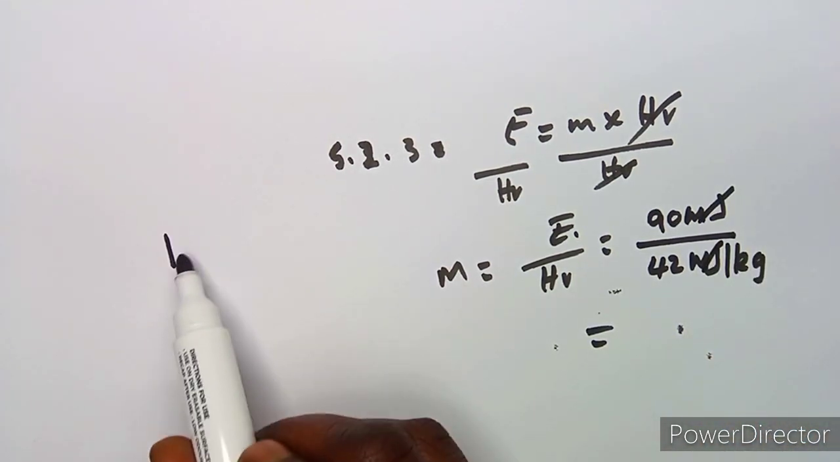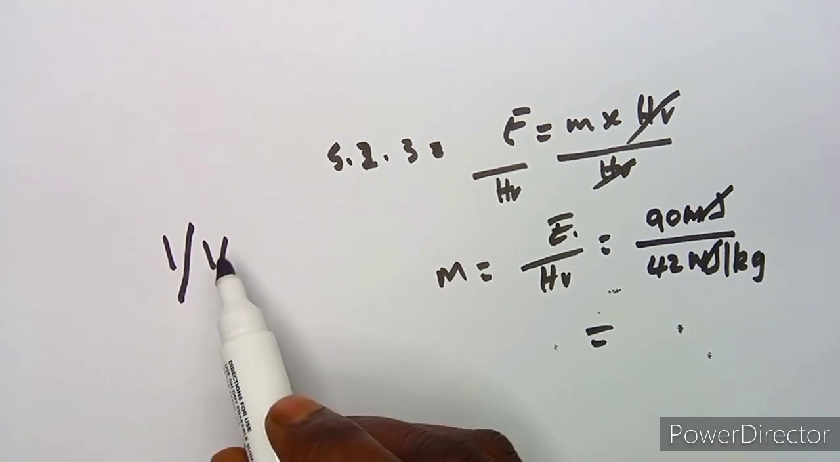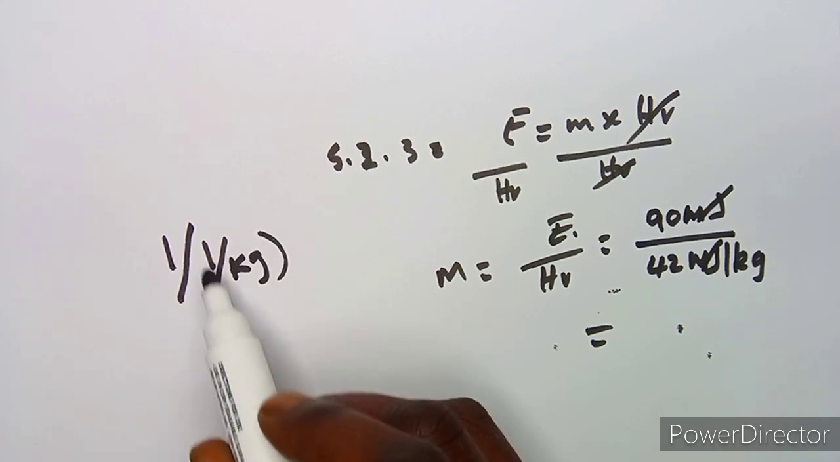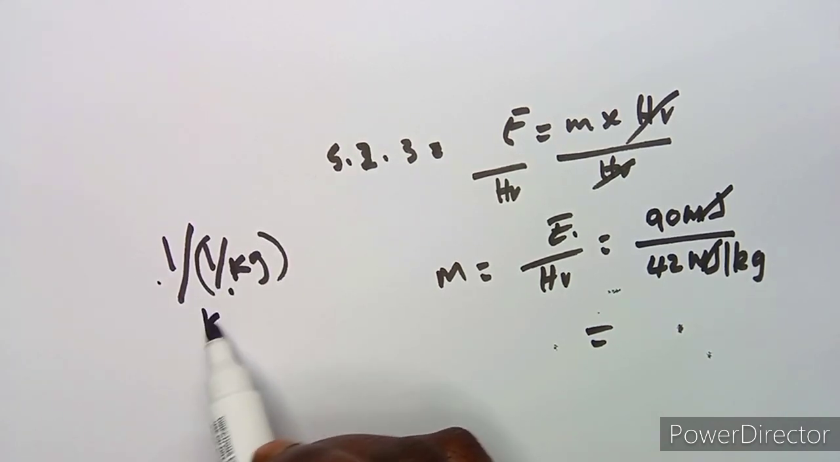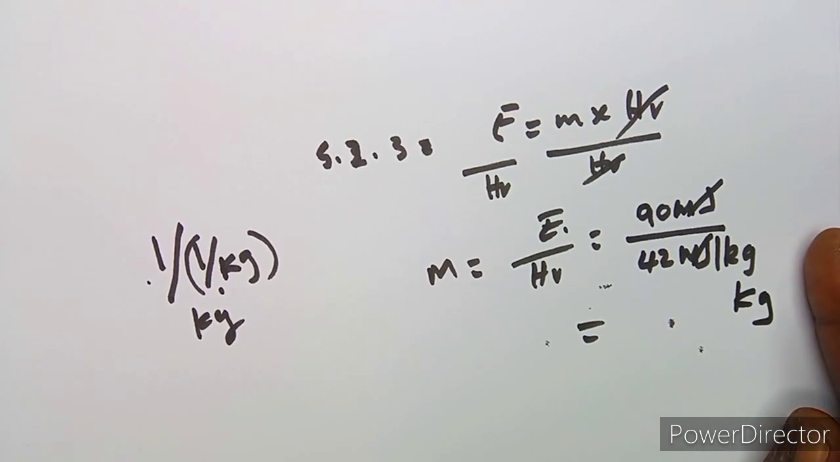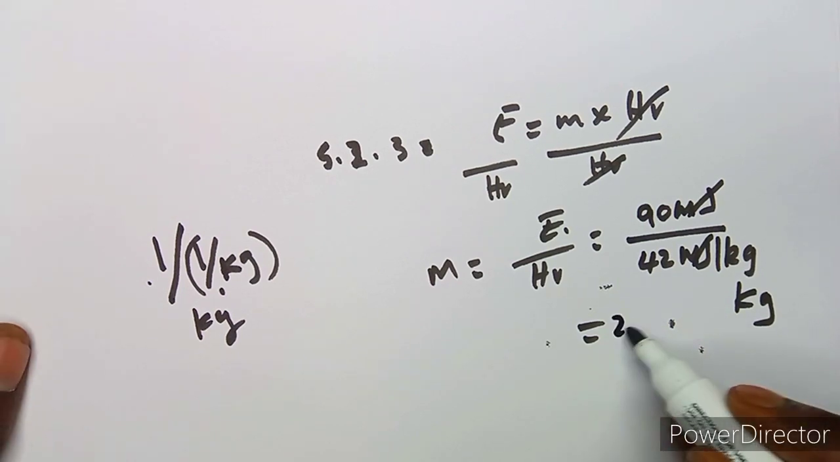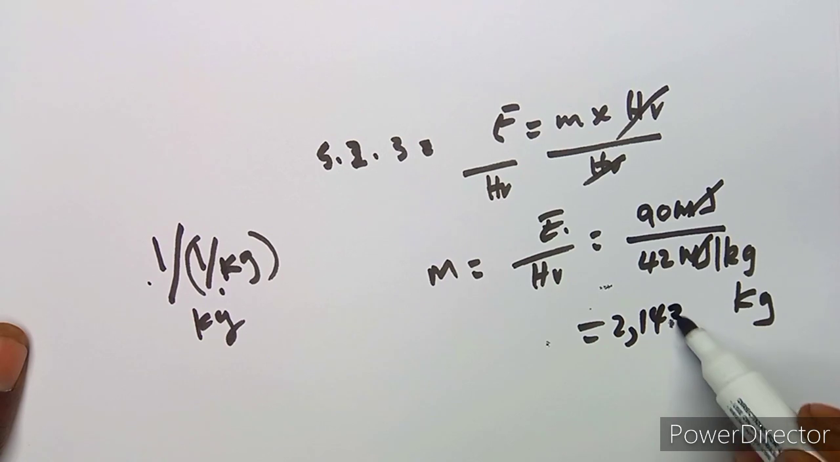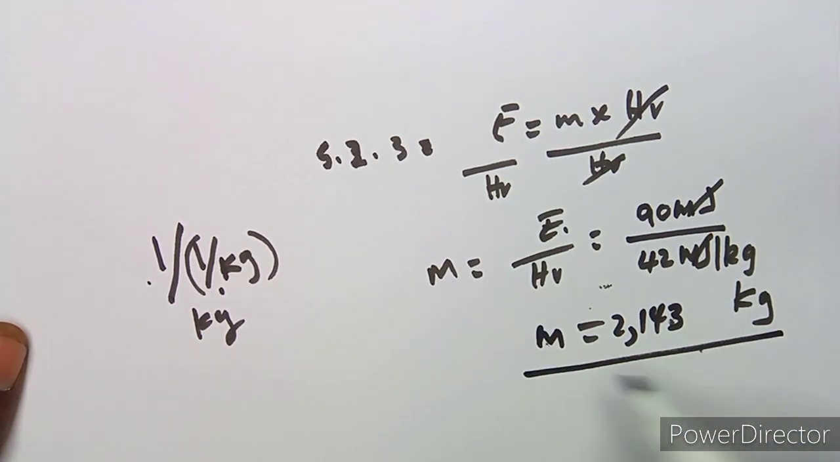So we're going to be left with 1 per, like this. Per kg means 1 over a kg. So 1 divided by 1 over kg is going to be a kg. So this will be our mass in kgs. So what are we going to obtain? We're going to obtain 2,142.85, which rounds to 2,143. So this is the mass of the fuel, which is going to be 2,143 kgs.